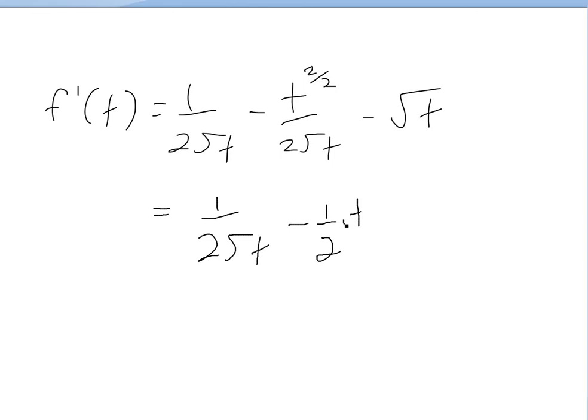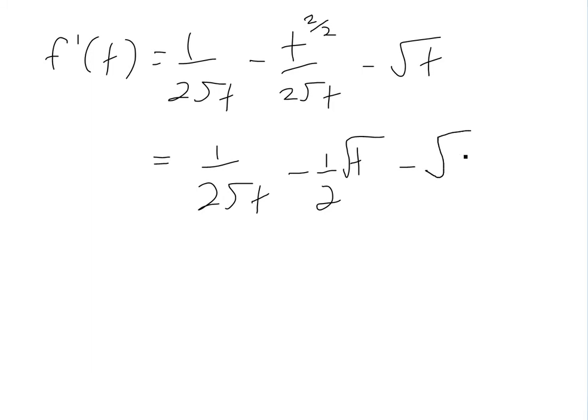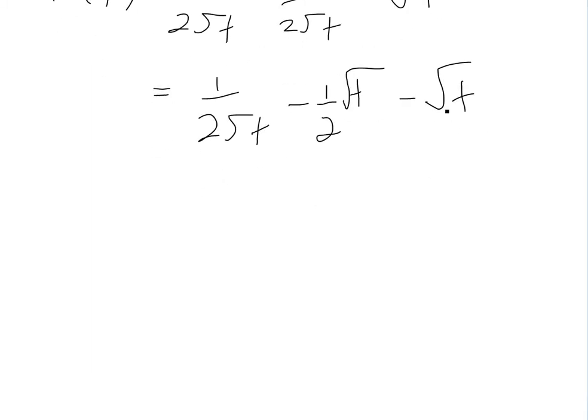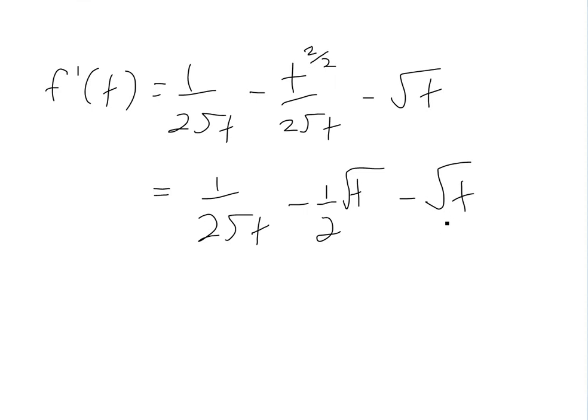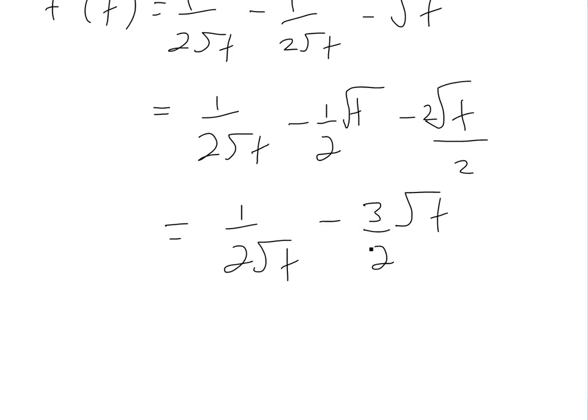I'll just erase that and write it like this, so it's the same as all these. So then minus square root of t. Then I simplify this further, finding a common denominator. This is just going to be times 2 over 2. Now we could subtract these, and this is going to be 1 over 2 square root of t minus, this is negative 3 over 2t. So this is our answer.